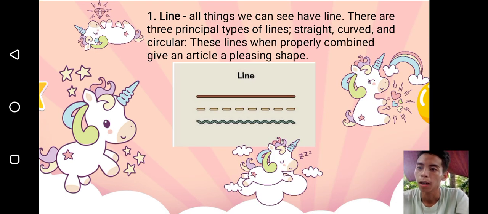So sa line, all things we can see have line, no? So sa man siguro tama mutanaw sa palibot, daghan man gyud tag makita ang mga shape para sa aning line. So there are three principal types of line: straight, curve, and circular. So these lines, when properly combined, give an article a pleasing shape.